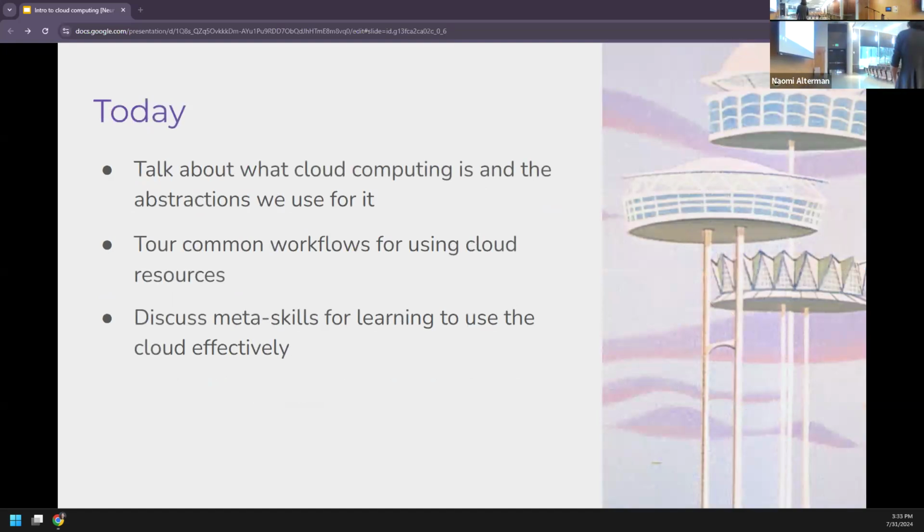Specifically, we're going to be talking about what the abstractions for cloud computing are. This is going to be more of a philosophical tutorial than a hands-on tutorial, and I'll get to my motivations for that in a second. But we are going to talk a little bit about practicalities of if you wanted to get your hands dirty working with cloud technology, what that actually means, the different ways that that can be what you're doing. There are a lot of different meanings of working in the cloud. And then we're going to talk a little bit about meta skills for how to use the cloud effectively.